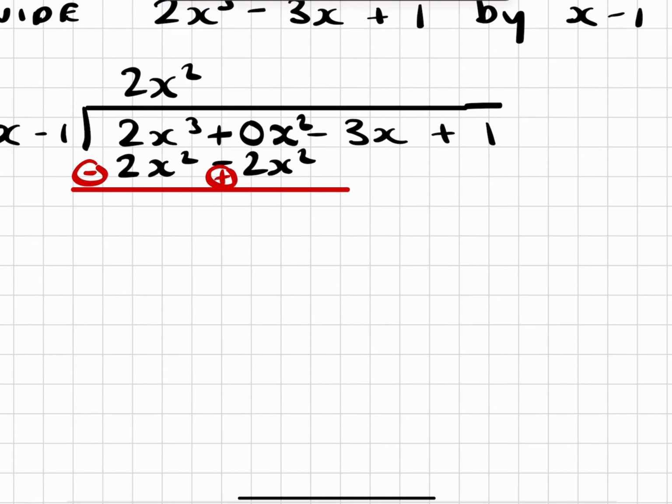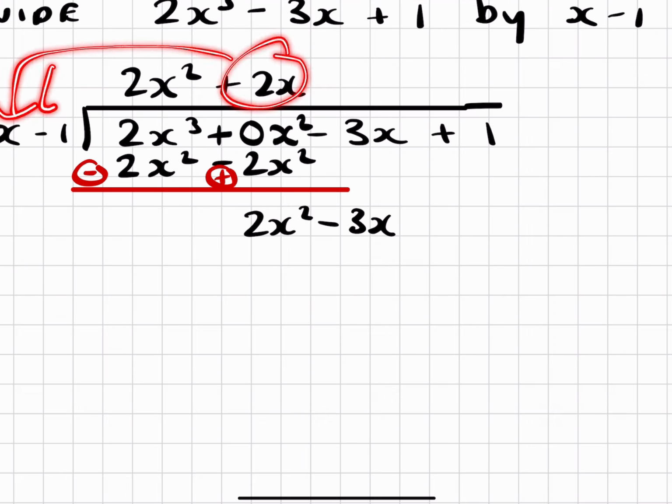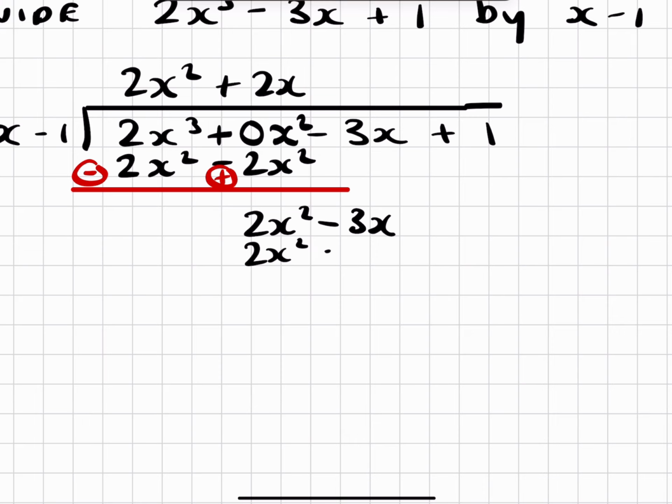And over here I get cancellation. And 0 plus 2x leaves me with 2x squared. And hey presto, I could actually subtract or add them. Now bring down the minus 3x and rinse and repeat as last time. X times what gives you 2x squared, and it would be 2x, and then do the 2x times the two terms and write them underneath. I draw a line and I change the sign.